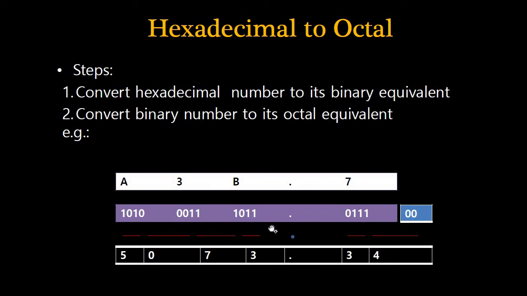Now again we will start making groups of 3 digits. So the very first group starts from the decimal point, and we will start moving in this direction. The very first group of 3 is 011, which is equivalent to 3. Next one is 111, which is equal to 7. Then 000, the third group, that is equal to 0, and 101, which is equal to 5. And on the other part of the fraction, after the decimal point, it is 011, which is equal to 3, and 100, that is equal to 4. So the octal equivalent of A3B.7 is equal to 5073.34.